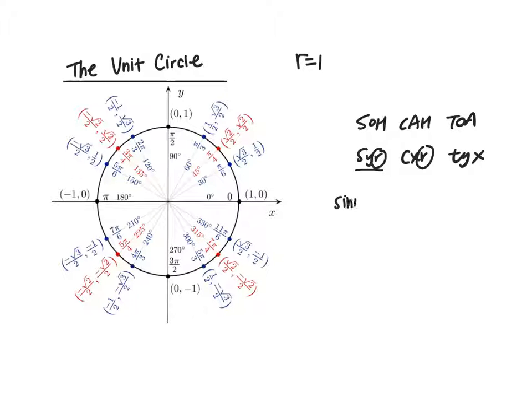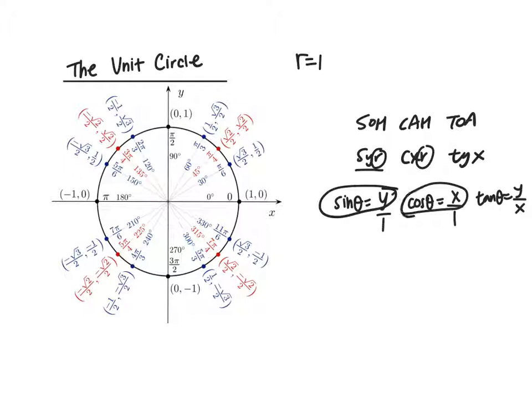That means sine theta is really just y over 1, because your radius is 1. Cosine theta is x over 1. And tangent theta would still stay as y over x. So sine theta in a unit circle is just the y coordinate. Cosine theta in a unit circle is just the x coordinate. This means that if you wanted to find sine theta or cosine theta of a specific angle, you just need to read off the y coordinate or the x coordinate.